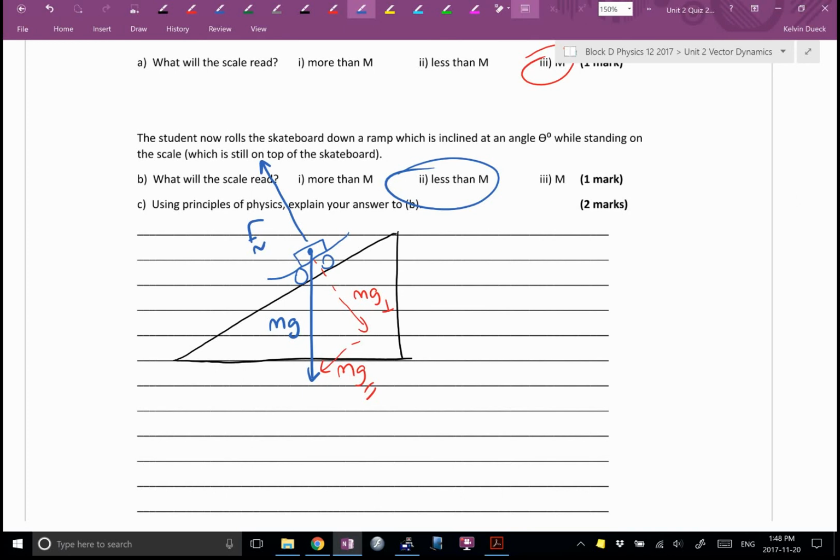Okay. So I would accept that. Now, if I want to go really algebraic, I would say something like this: Fn equals mg cos theta, which is always less than mg. Now, why is it always less than mg? You may have noticed this. When you hit the cosine button, you always get a decimal less than 1. Or 1 exactly, but you only get that if you were flat.